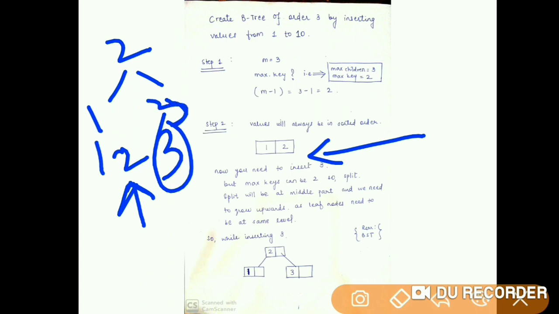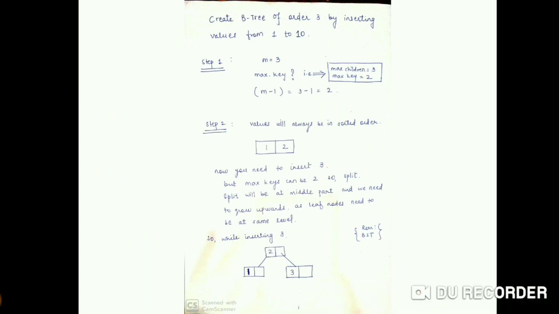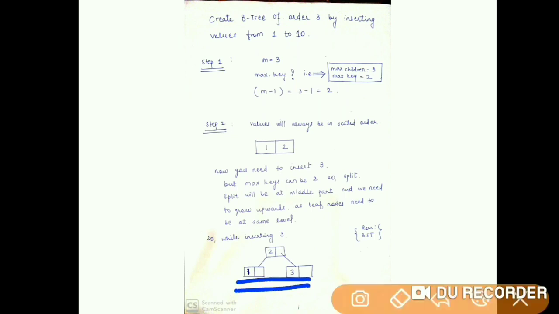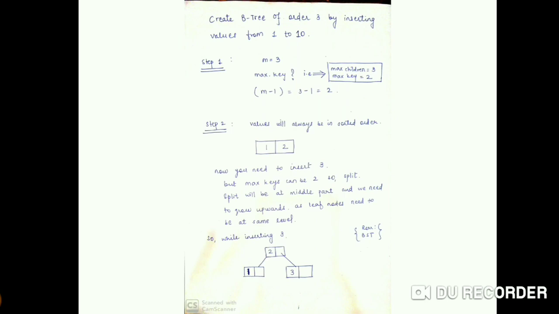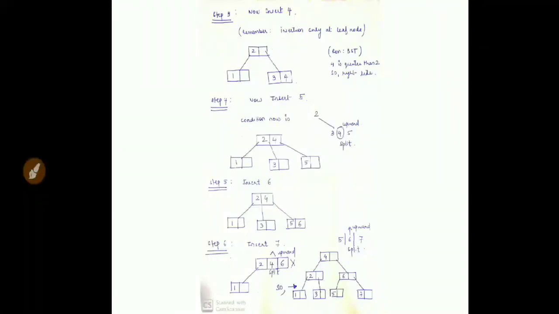Now, you will ask why 1 is on the left side and why 3 is on the right side. We should not forget the rule of BST. Why? Because there is one property of B-tree which we have seen in previous slides, that a B-tree is a generalization of BST. Correct? So whenever we insert 3, what answer will we get? 2 will move upward, 1 will go on the left side and 3 will go on the right side. Correct?